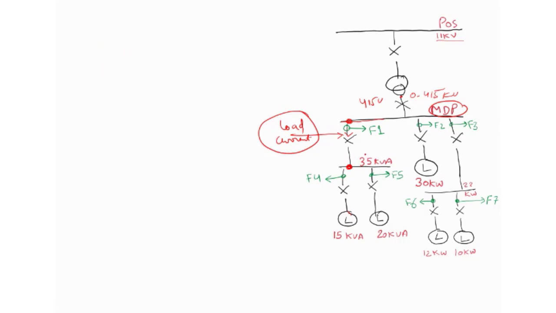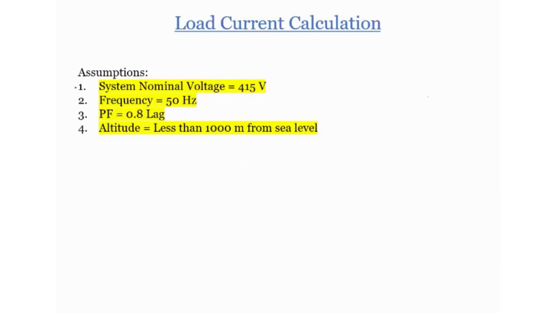So to select the cable size and the circuit breaker size, we are going to calculate our load current. First, we are assuming some points. These are the assumptions that we are making in this calculation. First, I am assuming the system nominal voltage as 415 volts between line to line. The frequency of the power system is 50 hertz, and the power factor I am taking as 0.8 lagging.